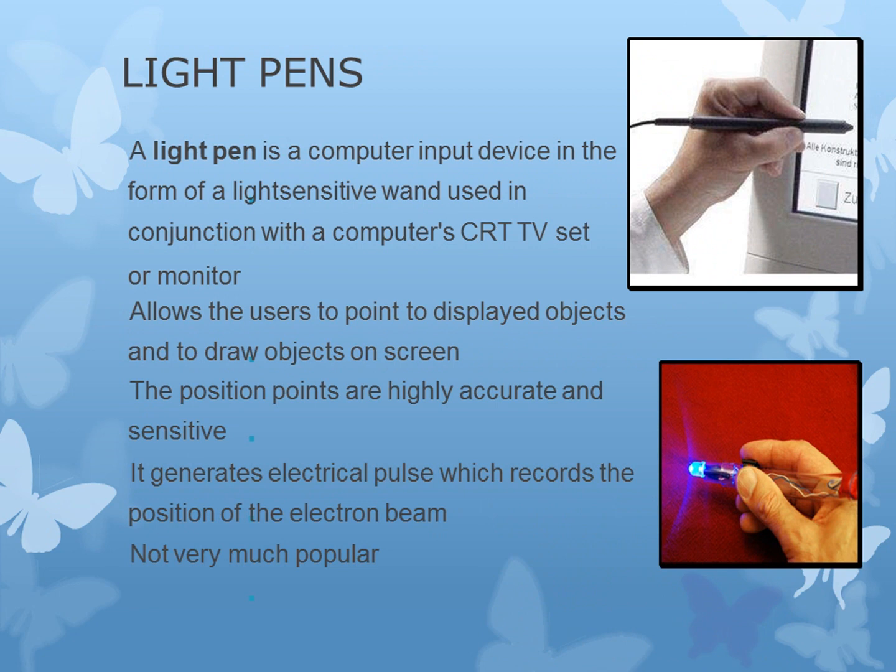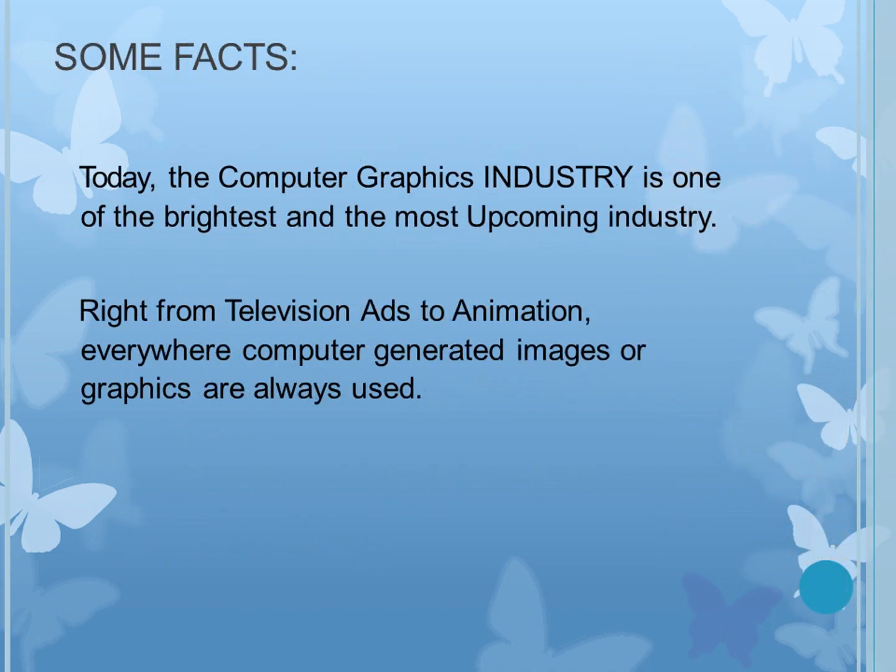Then we'll see the light pen. A light pen is a computer input device in the form of a light sensitive wand used in conjunction with the computer CRT TV set monitor. It allows the user to point to displayed objects and to draw objects on the screen. The position points are highly accurate and sensitive. It generates an electrical pulse which records the position of the electron beam. And these light pens are not very popular.